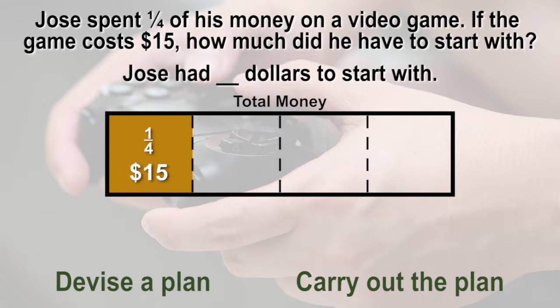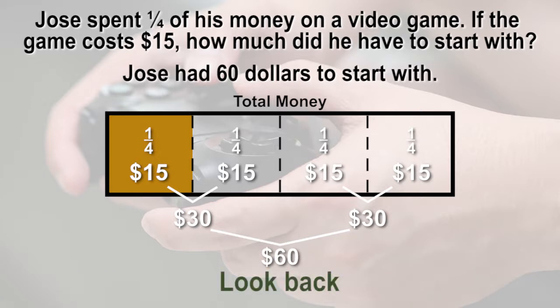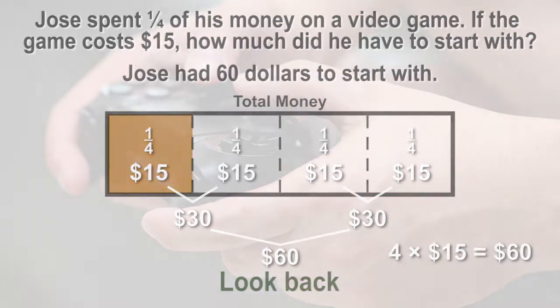Since each one of these sections is also equal to 1/4, we know that each of the sections is also equal to $15. To find the amount Jose started with, we just need to add each section together. 15 plus 15 is 30, so these two would also be 30. 30 and 30 is 60, so we know that Jose had $60 to start with. The last step is to look back. Does this answer make sense? Yes, we can see that the model helps us to visualize that $15 is 1/4 of the amount that Jose spent, so 4 times that amount would make a total of $60.